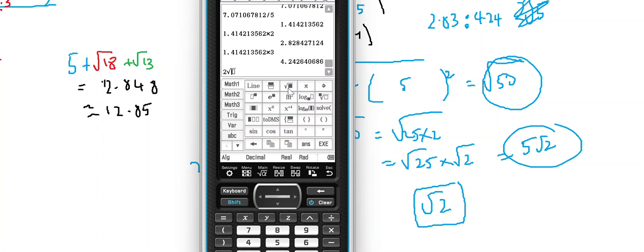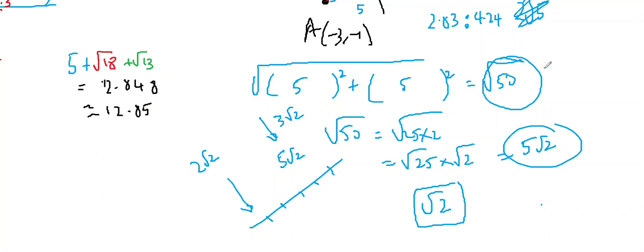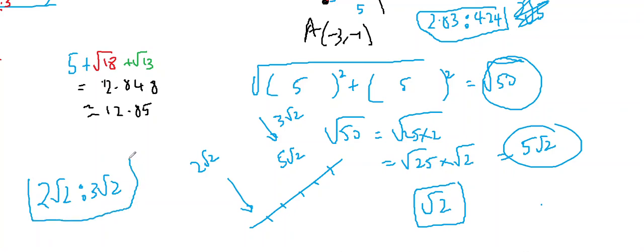in decimal does equal 2.82. So in decimal form, that's my answer. And in exact form, 2 root 2 to 3 root 2 will be the two lengths if it's in the ratio of 2 to 3.